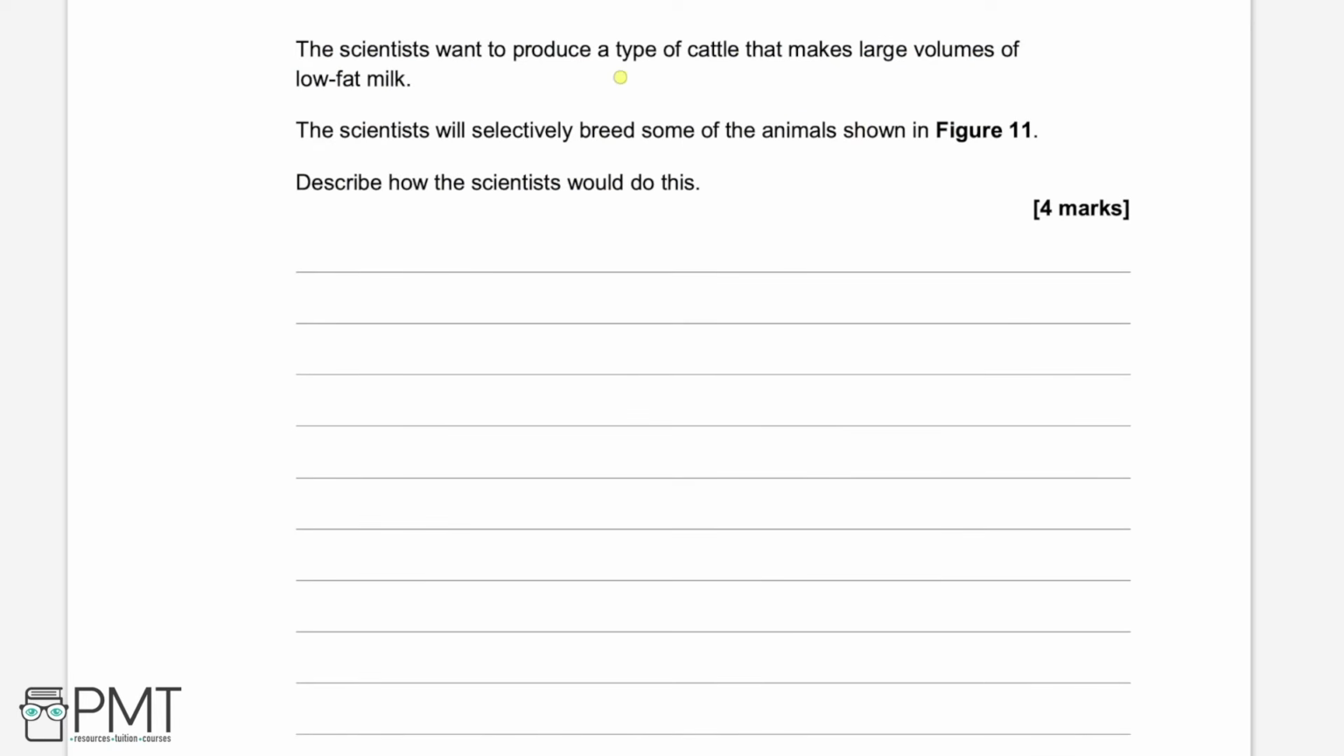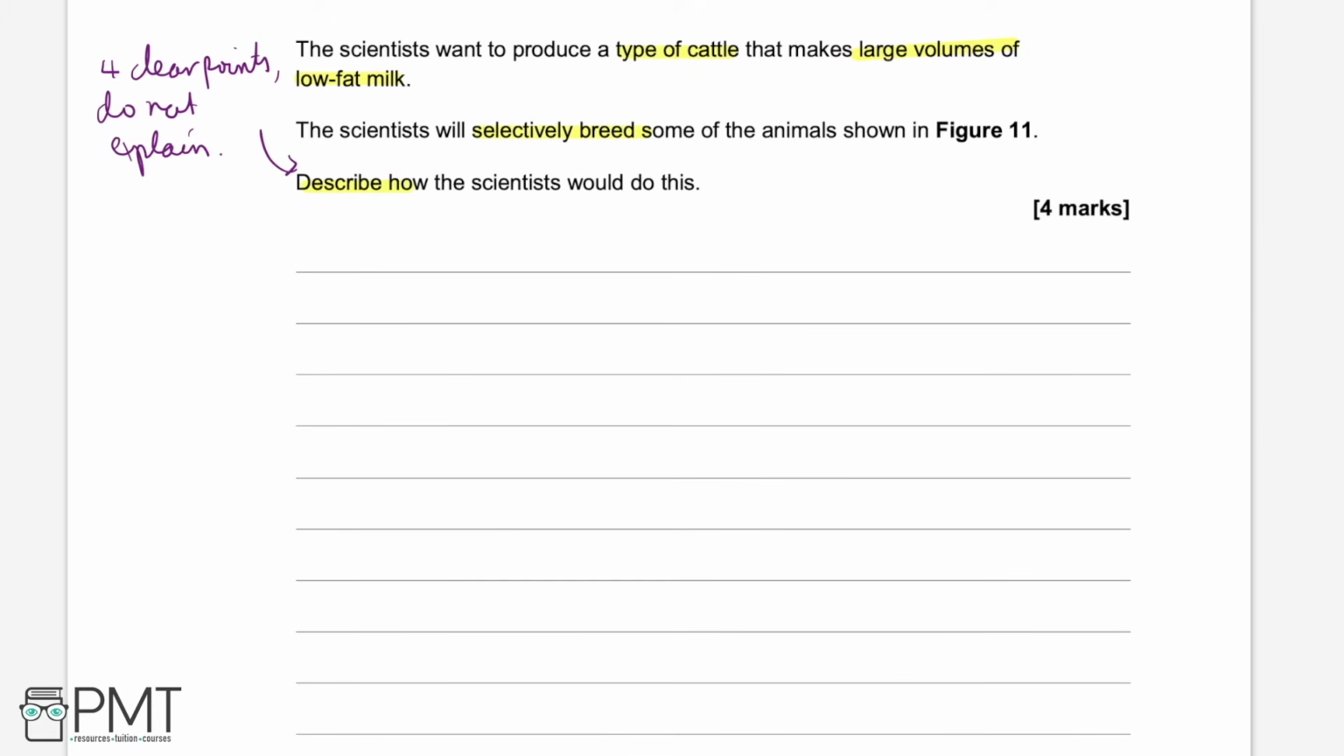The scientists want to produce a type of cattle that makes large volumes of low-fat milk. The scientists will selectively breed some of the animals shown in figure 11. Describe how the scientists would do this. Now it's a 4-mark describe question, so you want to make 4 clear points, and we do not need to explain the process. Remember that.